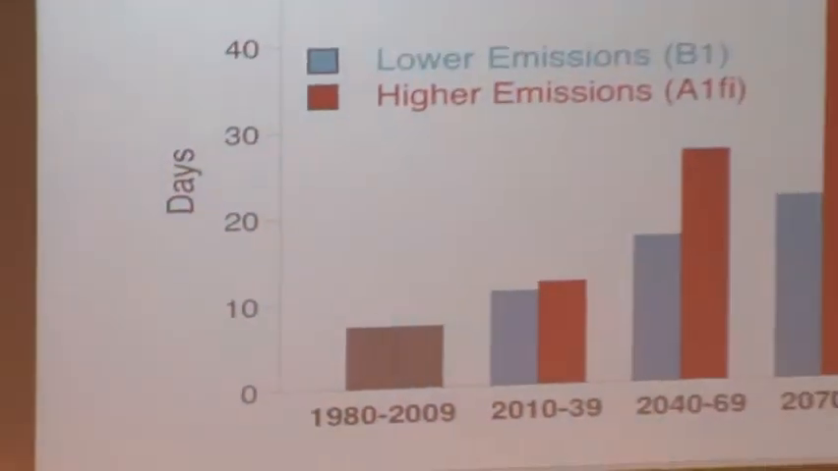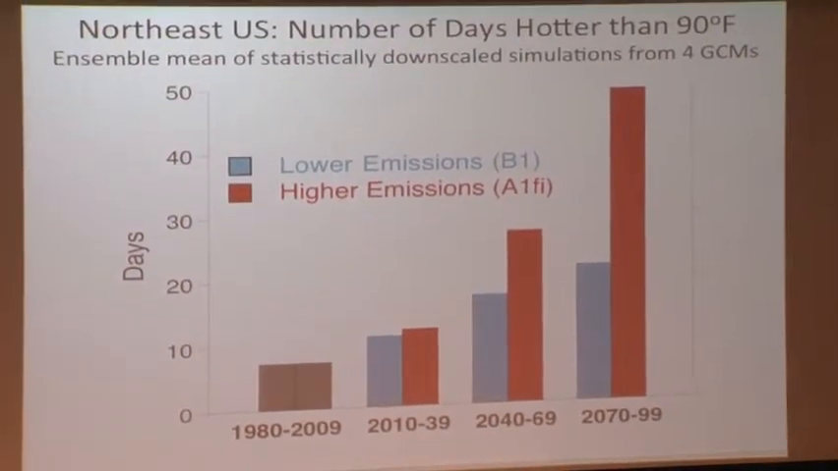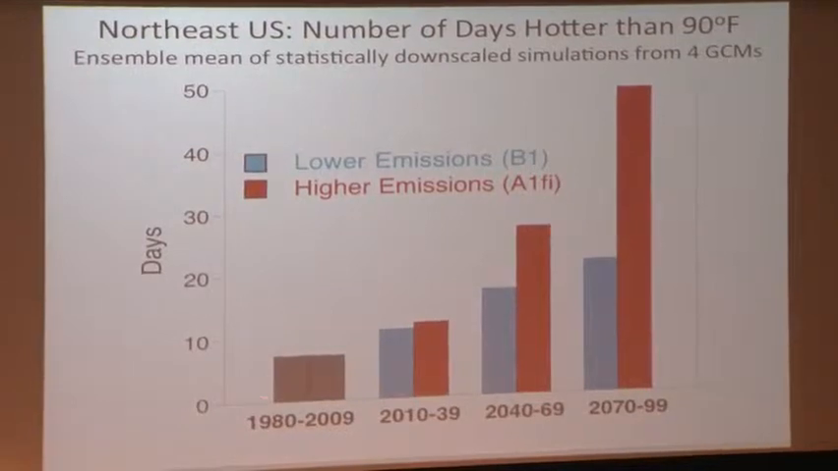So, the number of days hotter than 90 degrees Fahrenheit. You've seen different versions of this, but it's a very similar story no matter what type of statistical downscaling model we use. The historical record here, across the region, we had 7 to 8 of these, averaged across the Northeast. By the end of the century, we see something on the order of 50 of these across the entire region. So more than a five-fold increase in hot days.